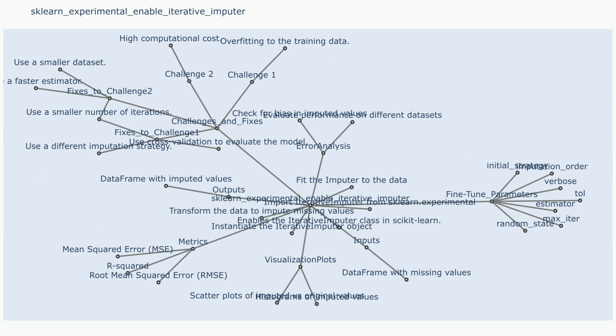Challenge 4: convergence issues. The imputer may fail to converge within the maximum number of iterations. Sample use case that resulted in challenge 4: a dataset with complex relationships between features and a high percentage of missing values. Fixes to challenge 4: increase the maximum number of iterations, max iter, adjust the convergence tolerance, tol, or explore different imputation strategies.